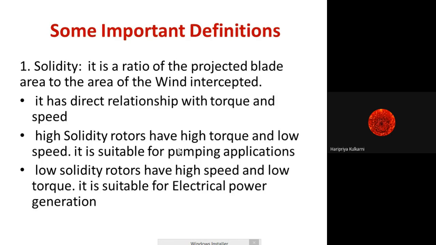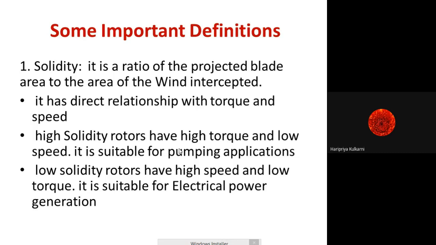If solidity is high, then the rotor has high torque and low speed. When we get high torque and low speed, it means it has high solidity. High solidity means high torque, but comparatively the speed will be less. So when we go for selection of a rotor for a wind turbine, we can specify it as a high solidity rotor or a low solidity rotor. Depending upon the application, we go for high solidity or low solidity.